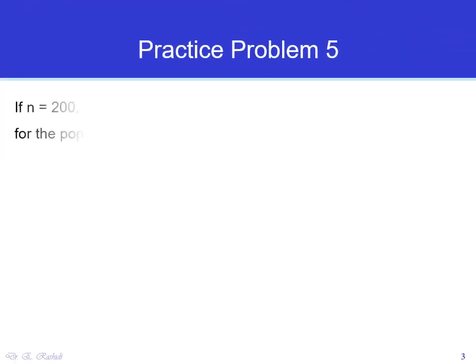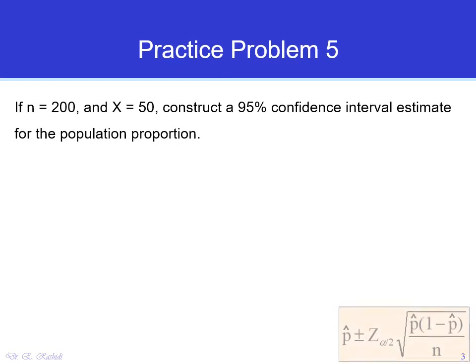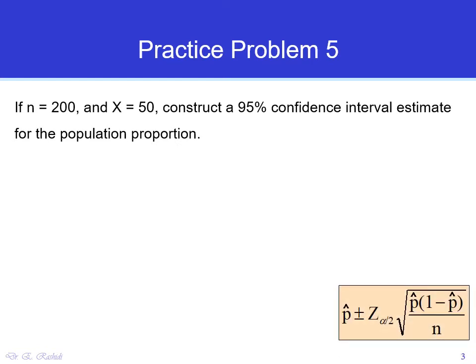Next practice problem. Suppose N, the size of the sample, is 200, X is 50, that's the number of items or individuals of interest. We want to construct a 95% confidence interval estimation for the population proportion, and you have the formula down below. So please pause, work on this problem, and build a 95% confidence interval for P, and then come back to see the solution.